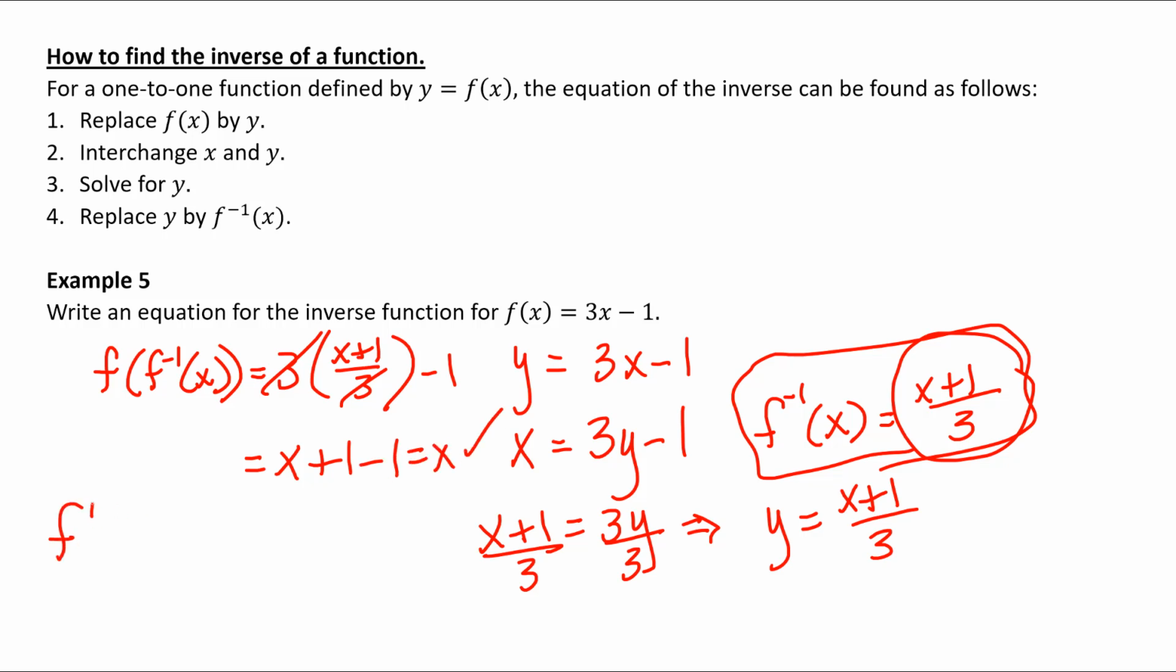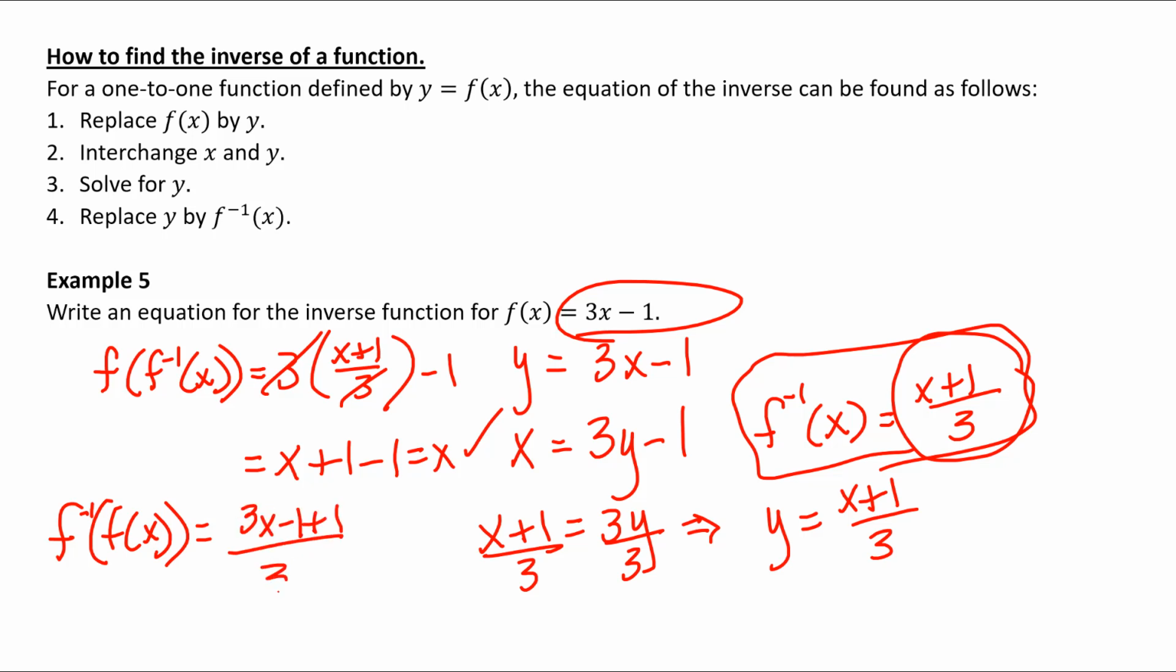Let's do it the other way. F inverse of f of x. Now I'm going to put this into the inverse function. So that's going to be 3x minus 1 plus 1 over 3. And you can quickly see that that is x. So these two functions are inverses, and that's how you find the inverse of a function.